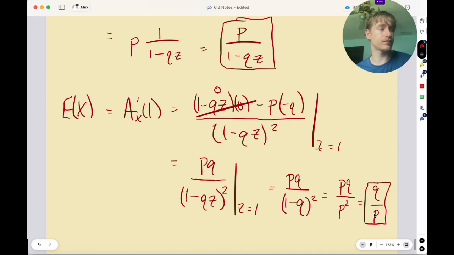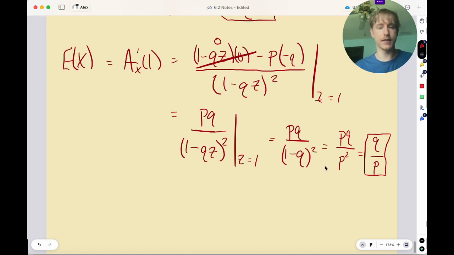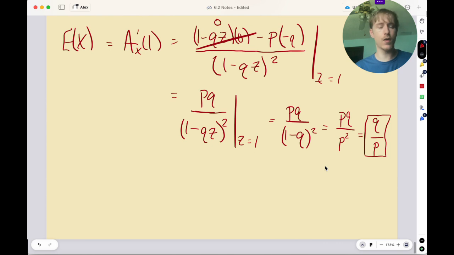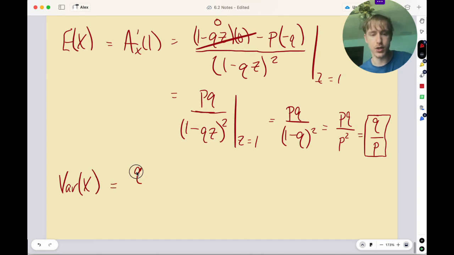Okay? So the variance, I'm probably going to have you do that as an exercise. The variance just involves taking the second derivative and evaluating at 0, but you can go ahead and show that the variance of this distribution is going to be q divided by p squared.